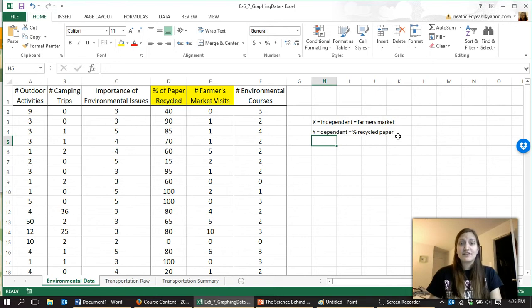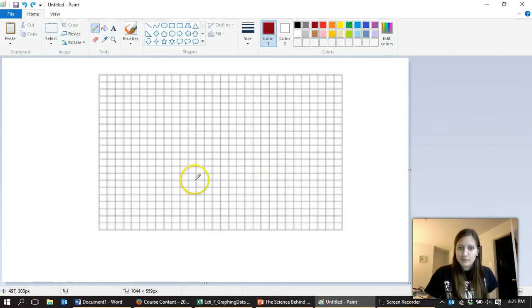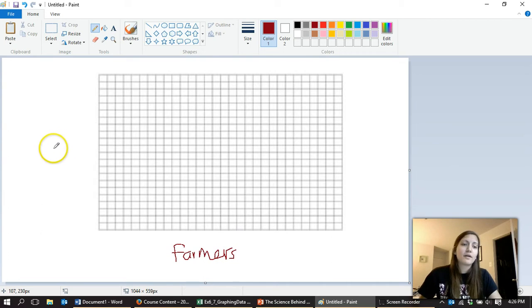Now that you know what your axes are, you can go ahead and graph them. So I'm going to open up some graph paper. I said my x-axis is going to be, I apologize for this very bad writing, farmers market. Make sure you are labeling your axes. So we have farmers market and percent recycled, but you should have more complete axis titles.